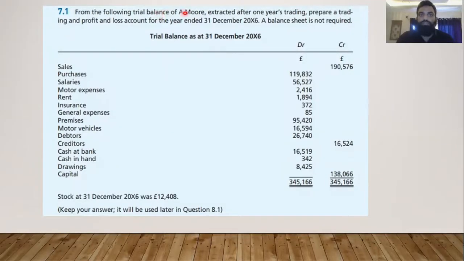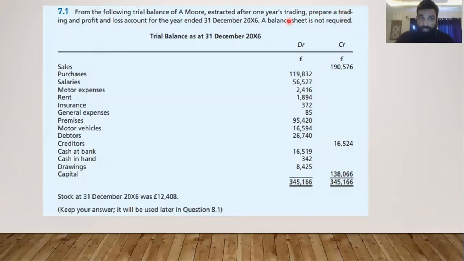So this is the trial balance of A Moore. We cannot see anything like LTD or PLC, so we will assume that it's a sole trader business. Extracted after 1 year's trading. So this is a yearly trial balance. They're asking us to prepare something.